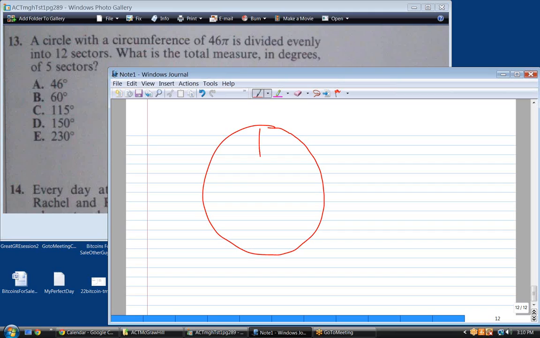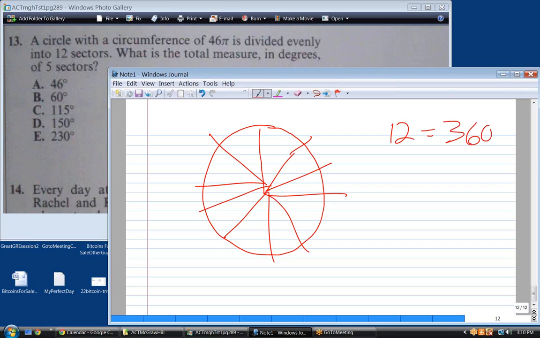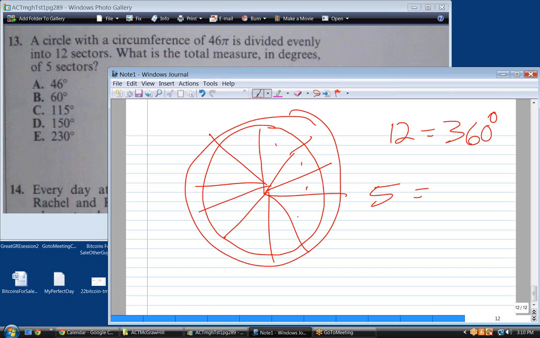So if I divide a circle up into 12 sectors, what do the sum of the 12 sectors have to be? 360. What do the sum of 5 of those sectors have to be? Each one of them is equal. If 12 sectors equals 360 degrees, 5 sectors equals what? It wouldn't be 360, right? That's correct. Here's all 12. Here's 1, 2, 3, 4, 5.